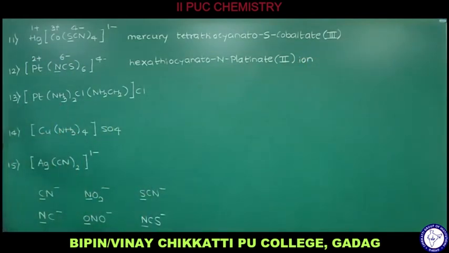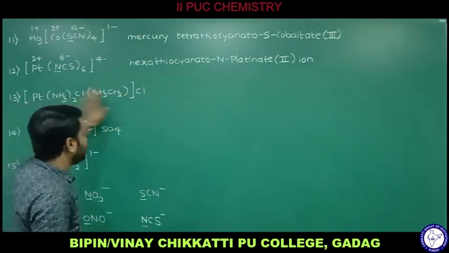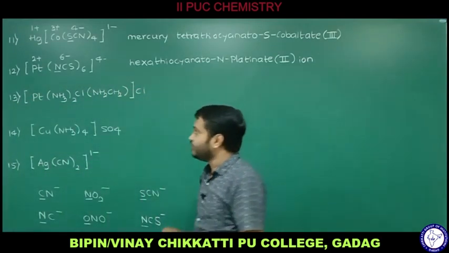Next example. [Pt(NH3)2Cl(NH2CH2)]Cl we have. So this is a complete coordination compound. We'll see whether it is a cationic complex or an anionic complex.